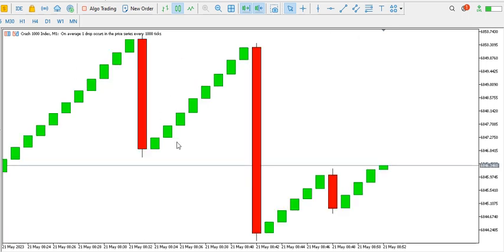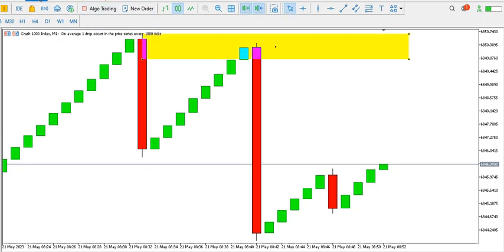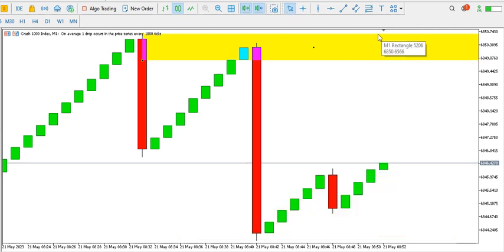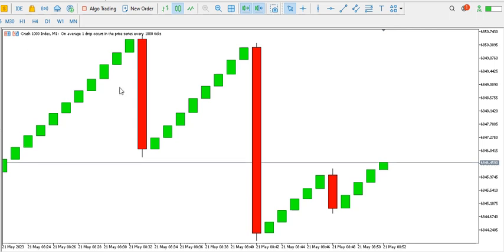1 minute time frame, we have a range. This is the range top on the 1 minute time frame, and this is the range bottom on the 1 minute time frame. We might want to look at what will happen as soon as the range top gets broken. We jump in on the buy trade. Okay, so that's that for Crash 1000 index.